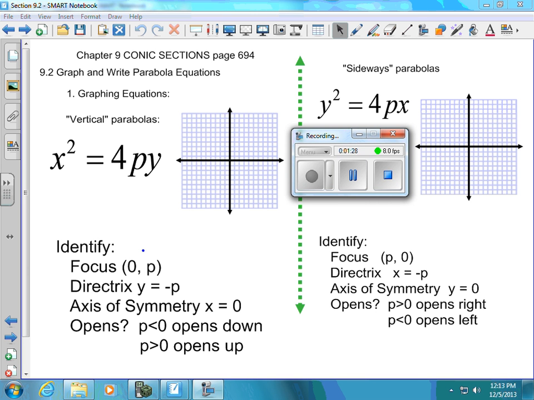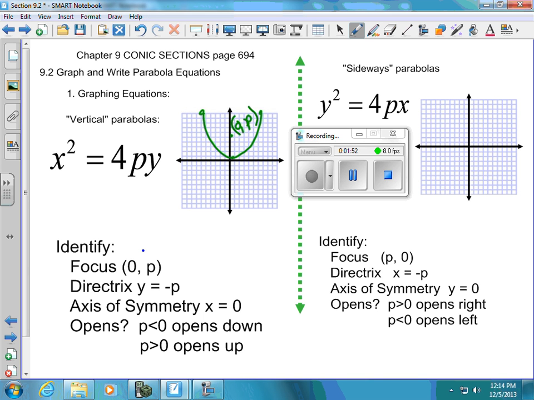Which way does it open? If p is negative, it opens down. If p is positive, it opens up. So let's pretend we have a parabola that looks something like this. What do these values mean? Your focus, let's say it's going to be somewhere here. The focus is inside of the parabola.